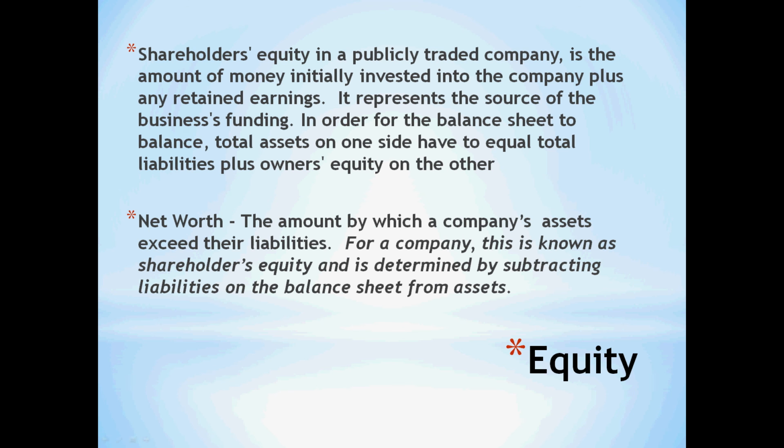Shareholders' equity in a publicly traded company is the amount of money initially invested in the company plus any retained earnings. It represents the source of the business's funding. In order for the balance sheet to balance, total assets on one side have to equal total liabilities plus shareholders' equity on the other, which is what we explained before. And then you have your net worth, the amount by which a company's assets exceed its liabilities. For a company, this is known as shareholders' equity. It is determined by subtracting liabilities on the balance sheet from assets.